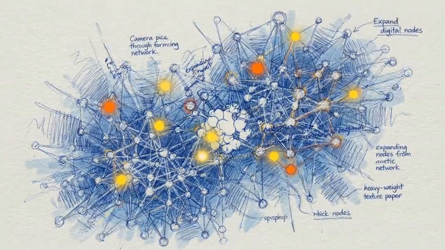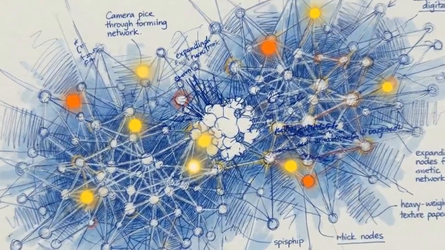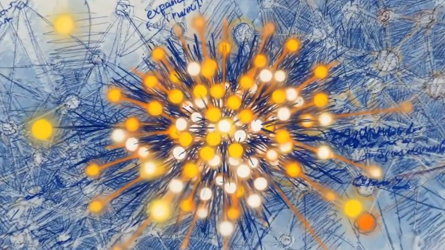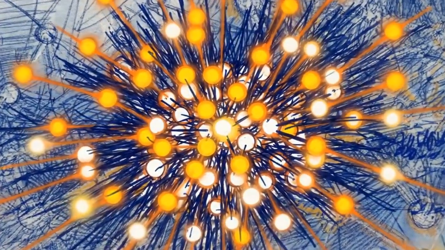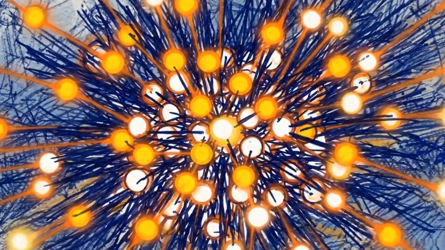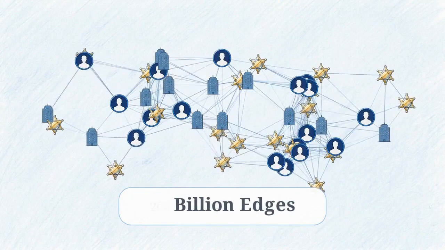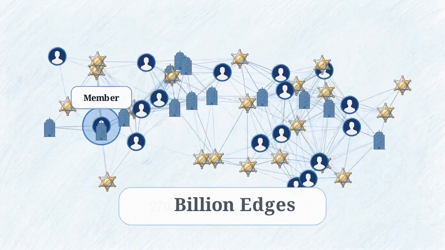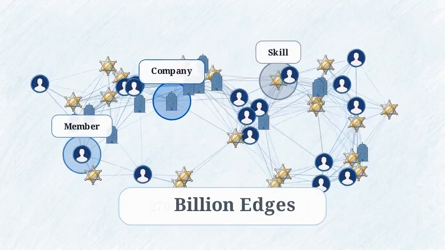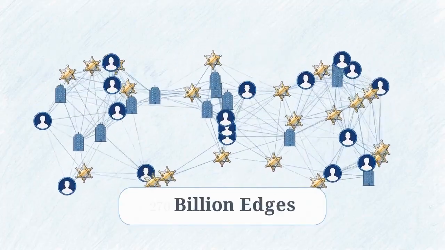Every month, over 1.2 billion users operate simultaneously on LinkedIn. At any given moment, they interact with an inventory of 50 million active job postings, a dataset that shifts constantly. Tying all of this together are 270 billion relationship edges, connections linking members to companies, skills, schools, and each other.